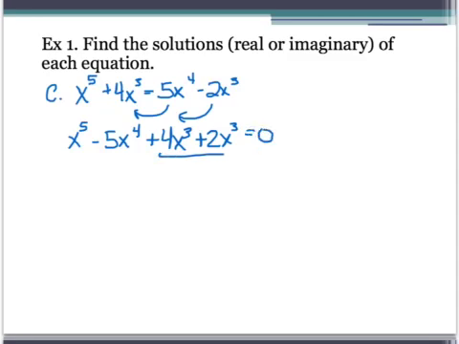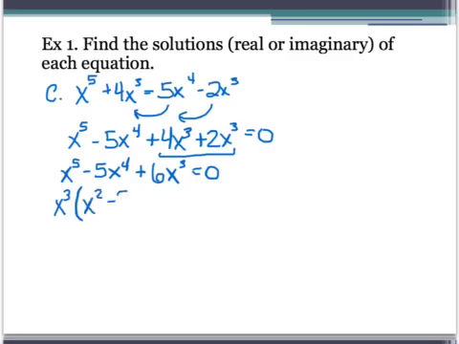Now I see here that I have like terms. They both have an x cubed. So I can combine those. When you combine like terms, you want to make sure that you just add your coefficients. Do not change their exponents. So that's going to become a positive 6x cubed. And now I look to factor. I have a greatest common factor of x cubed, so I can pull it out from each of the 3 terms. I'm left then with x squared minus 5x plus 6.